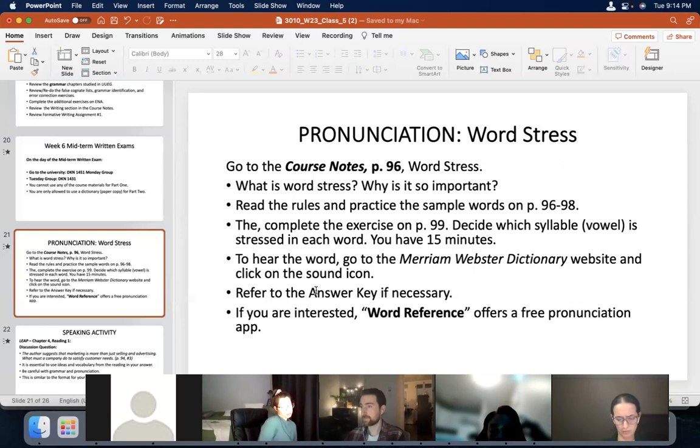Pronunciation, word stress. I'm not going to do this in class, the word table. It's not table, it's table. We'll do this more after the midterm exam because this is for the final exams. Do you understand me?